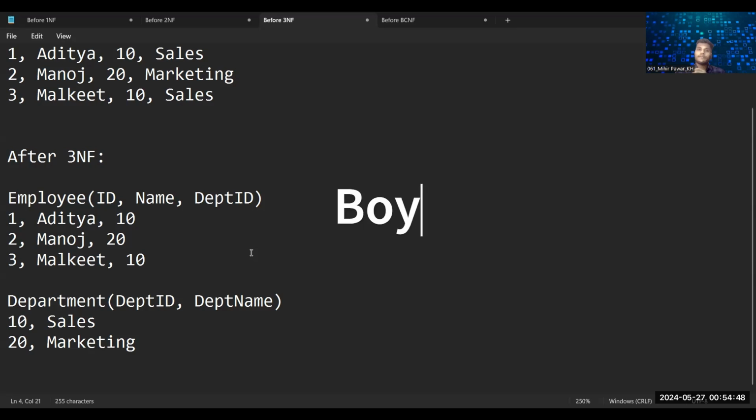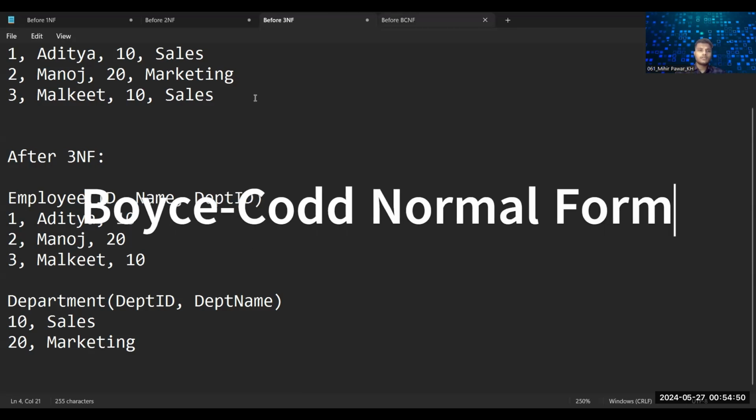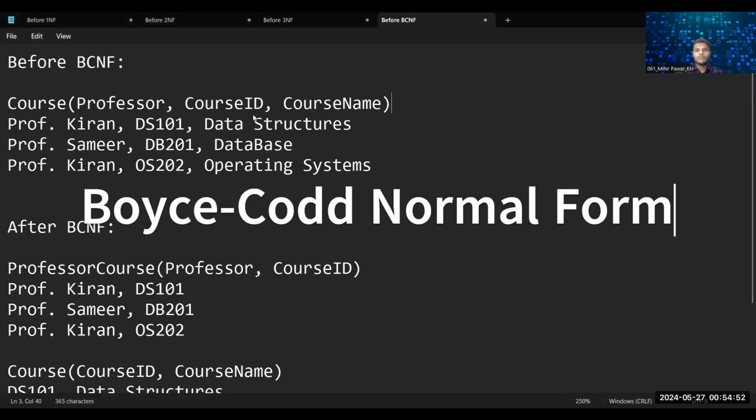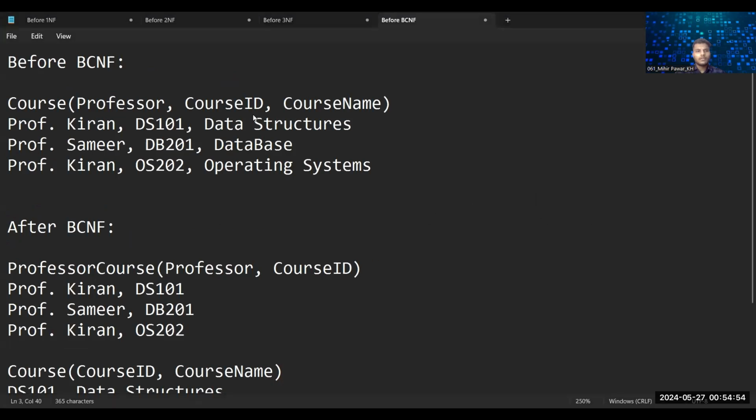Let's go to our fourth normal form, which is actually called Boyce-Codd Normal Form. Okay, so its short form is BCNF. So what is BCNF? It is a stricter version of our third normal form. So it ensures that in every functional dependency where X functionally determines Y, X should be the super key. What is super key? A unique identifier for our row.